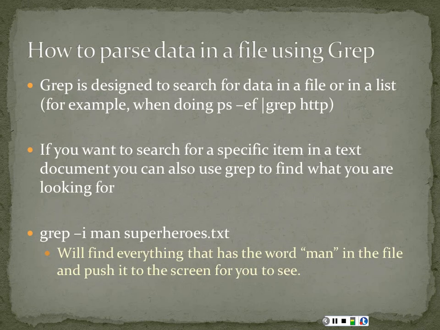So, how to parse data in a file using grep. Grep is designed to search for data in a file or a list. You got really comfortable doing ps -ef, pipe, grep http when you were doing stuff in 215 and 217. But if you want to search for a specific item in a text document, you can also use grep. We have a file that we created called superheroes.txt, and there are about 300 DC, Marvel, Eclipse, Image, IDW, and Valiant superheroes in this list.